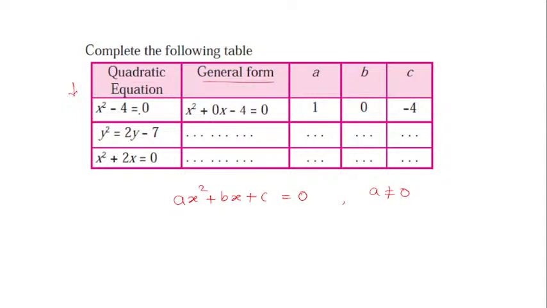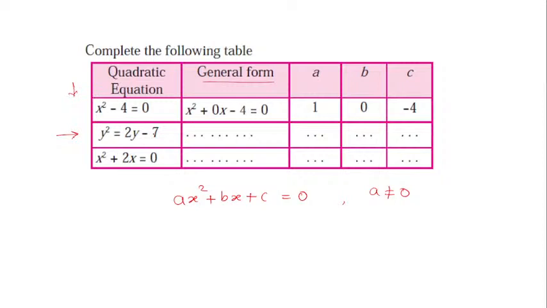Now we have to express these equations in the general form, and having the general form we have to find the values of a, b and c by comparing it with the standard form. So here we have the second equation, y square is equal to 2y minus 7.